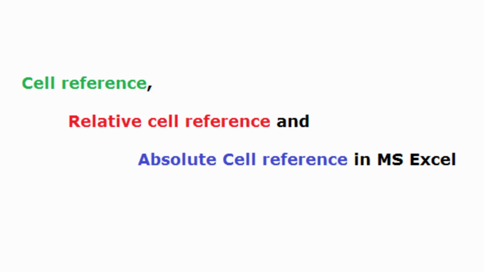Hello and welcome to another ICT lesson, and today I want us to look at cell reference, relative cell reference and absolute cell reference in MS Excel. I will share the screen of MS Excel showing a blank sheet which I will use to explain the three types of cell references.